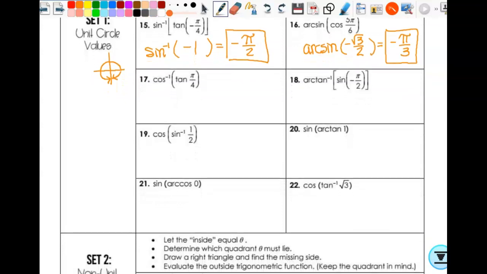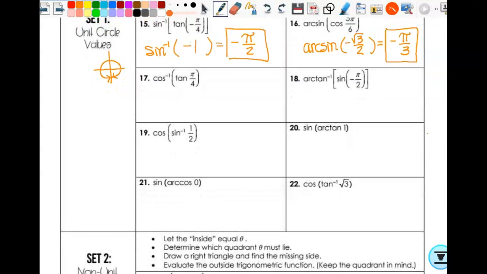All right. So I'm going to give you about a minute. I want you to do 17 and 18. Oh, and on 18 it says arctangent inverse. That doesn't make any sense, so mark out the little inverse there.